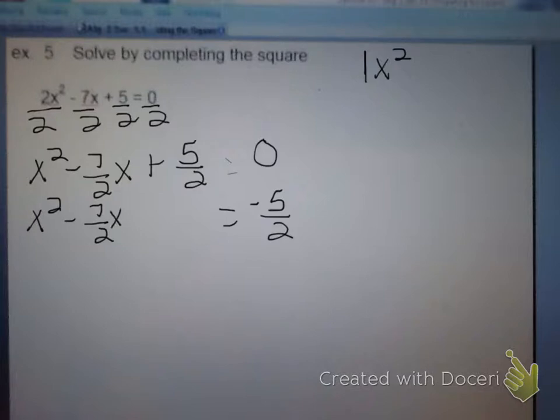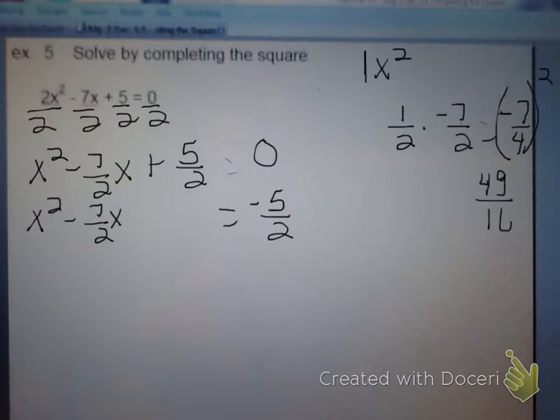Okay, now here's where it gets a little complicated. We are going to take half of b. Go to the side. That's 1/2 times negative 7 over 2, which is negative 7 over 4. We have to square that. So that's 49 over 16. So we add 49 over 16 to both sides.